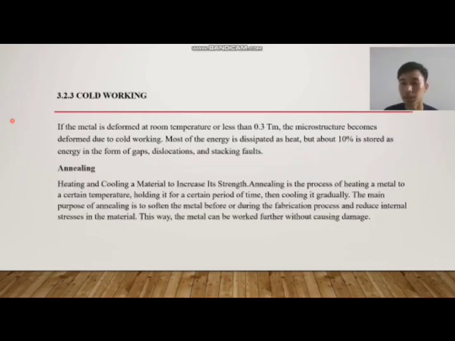Annealing. Heating and cooling a material to soften it. Annealing is the process of heating a metal to a certain temperature, holding it for a certain period of time, then cooling it gradually. The main purpose of annealing is to soften the metal before or during the fabrication process and reduce internal stresses in the material. This way, the metal can be worked further without causing damage.